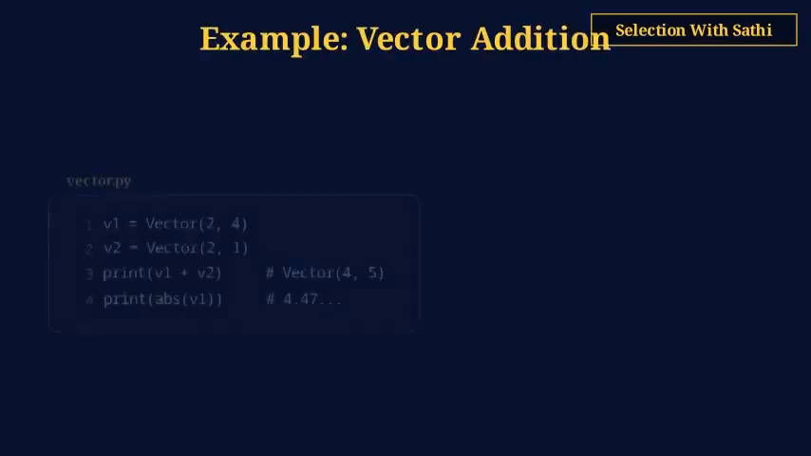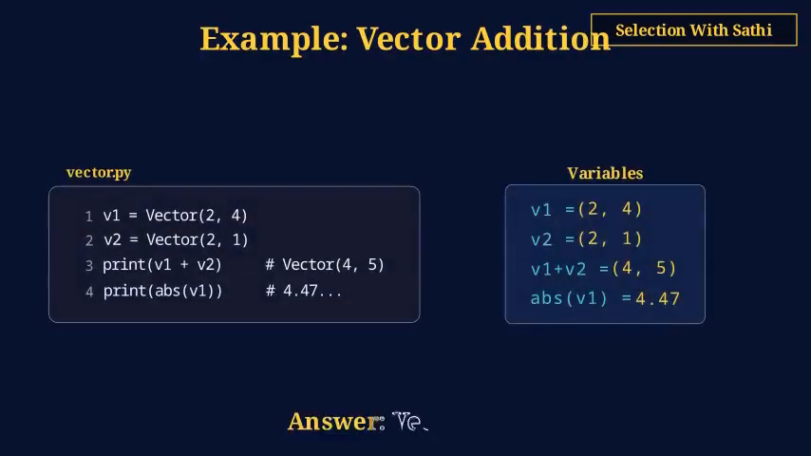Let's create a vector class with __add__ and __abs__. The constructor stores x and y, __repr__ returns Vector(x, y). __add__ creates a new vector by adding corresponding coordinates. So Vector(2, 4) plus Vector(2, 1) gives Vector(4, 5). __abs__ returns the magnitude using the math module's hypot function.